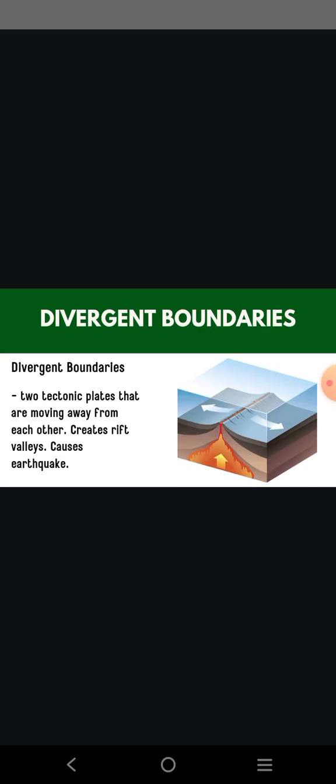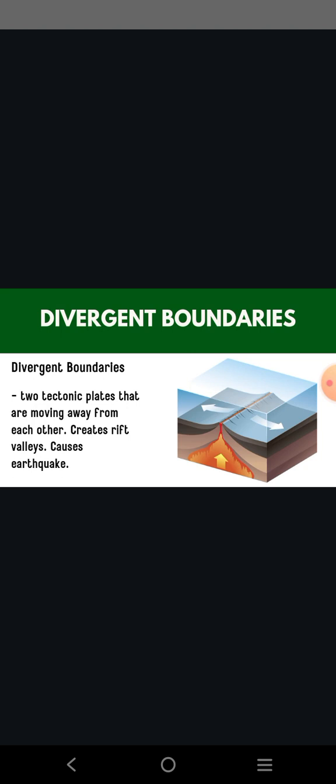Divergent boundary. This is where two tectonic plates are moving away from each other. This creates rift valleys and also causes earthquakes. This is where usually two oceanic plates are moving away from each other.